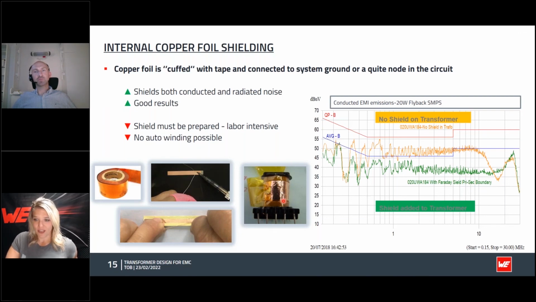Thank you for that answer. Our next question, how does the grounded core work when the core is a ceramic type?